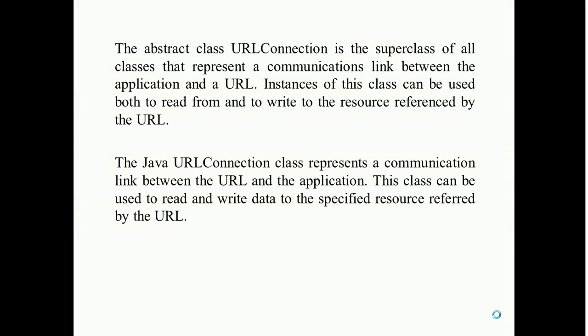So the URLConnection class is an abstract class, and this class represents a communication link between the application and the URL. The instance of this class can be used to both read from and write to resources referenced by the URL. The Java URLConnection class can be used to read and write data to specified resources referred to by the URL.